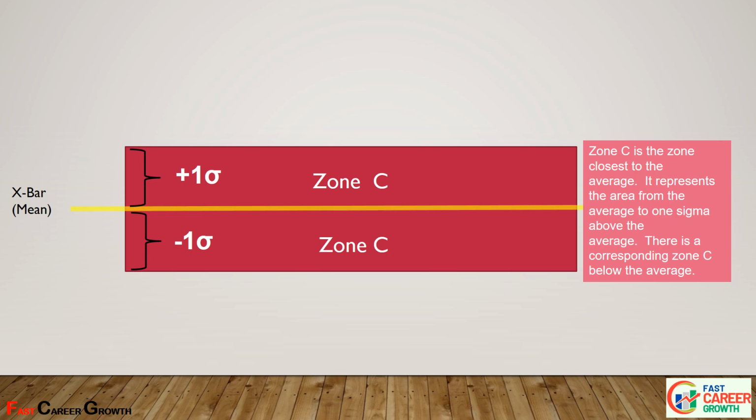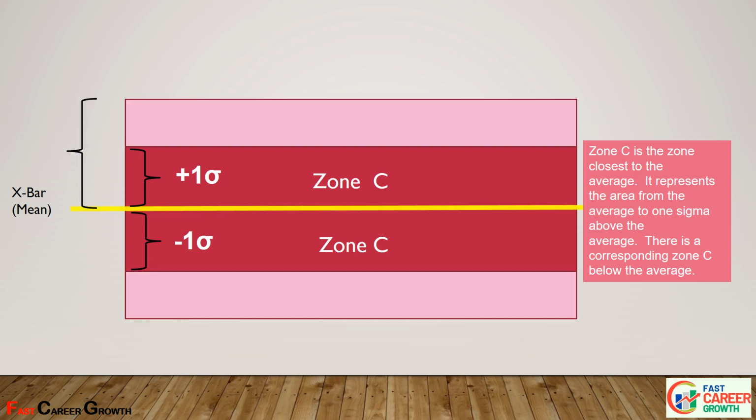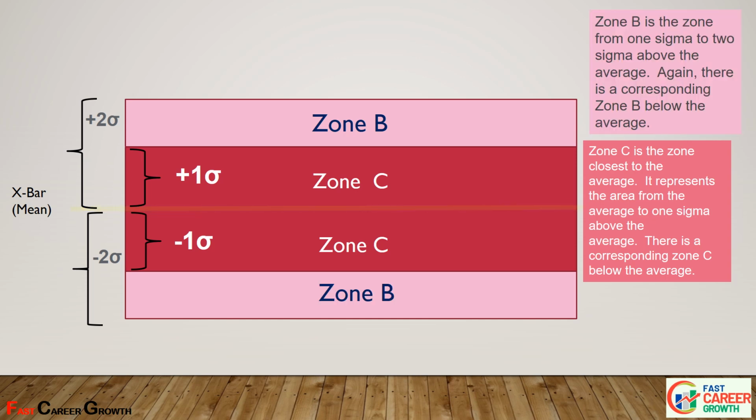Then draw another 2 lines, 2 sigma distance from the X bar or mean line on both the upper and lower side. Highlight the area in between the 1 sigma line and the 2 sigma line. This area is called Zone B. You will find there is a corresponding Zone B below the average line also.